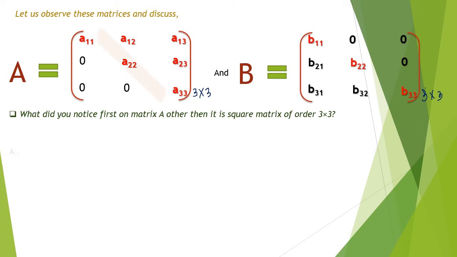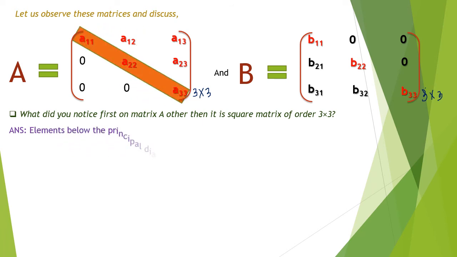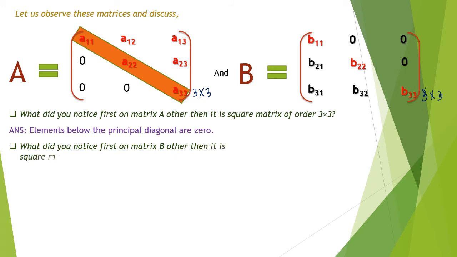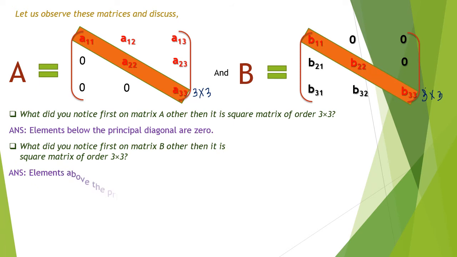Okay, you can resume your video and you can see A11, A22, A33 are the principal diagonal elements, and all elements below them are 0. Elements below the principal diagonal are 0. The same thing, you can see the question right here. What did you notice first on matrix B, other than that it is a square matrix of order 3 cross 3? Now you can pause your video and think about it for a while and resume. You can see B11, B22 and B33 are the principal diagonal elements, and all elements above them are 0. Elements above the principal diagonal are 0.